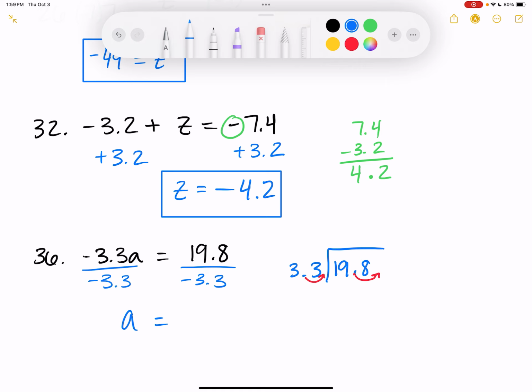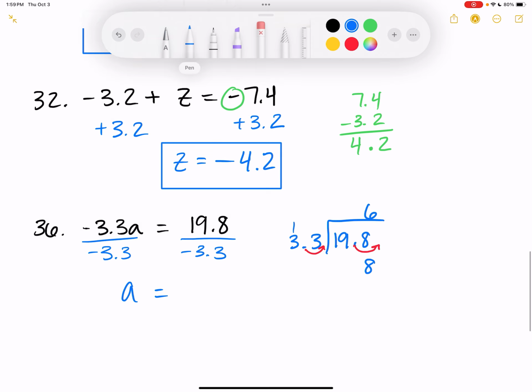So that gives me 18. 18 plus 1 is 19. So when I subtract, I'm left with 0. So that means that the answer is negative 6 because this was negative. So when multiplying and dividing, if one is negative, one is positive, the answer is going to be negative. If they're both the same sign, it's going to be positive.